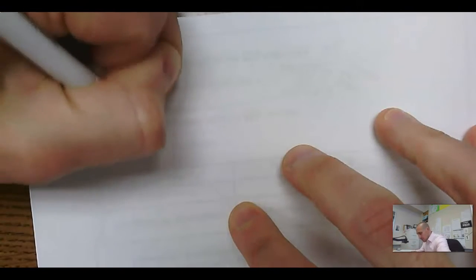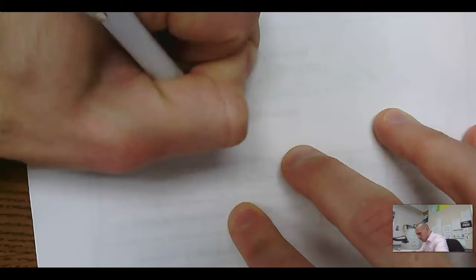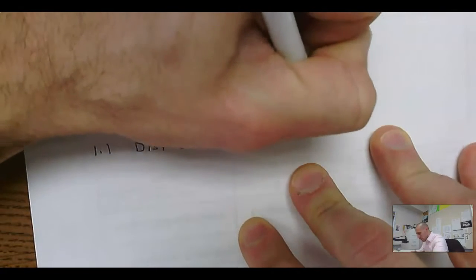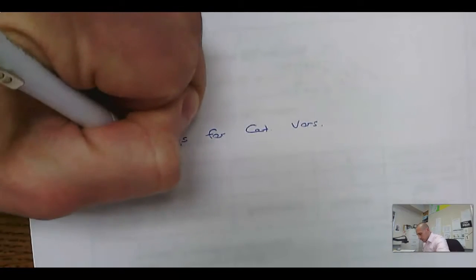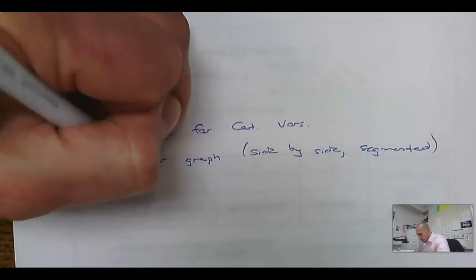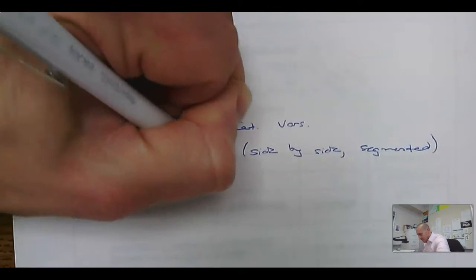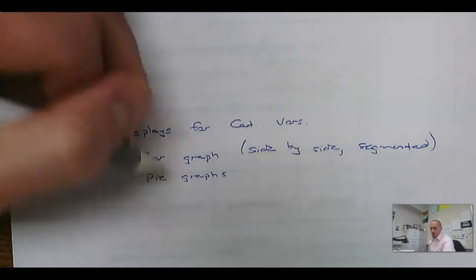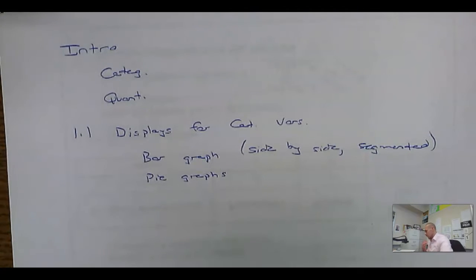So, displays for categorical variables: bar graph, and I'm going to put in parentheses, as we got later on in this unit, side-by-side bar graphs and segmented bar graphs, and I'll get more into those in a bit, and pie charts or pie graphs. And we talked about how the AP part of the curriculum is not pie graphs, so you're not going to see those very much at all. Well, you're not going to see them at all.